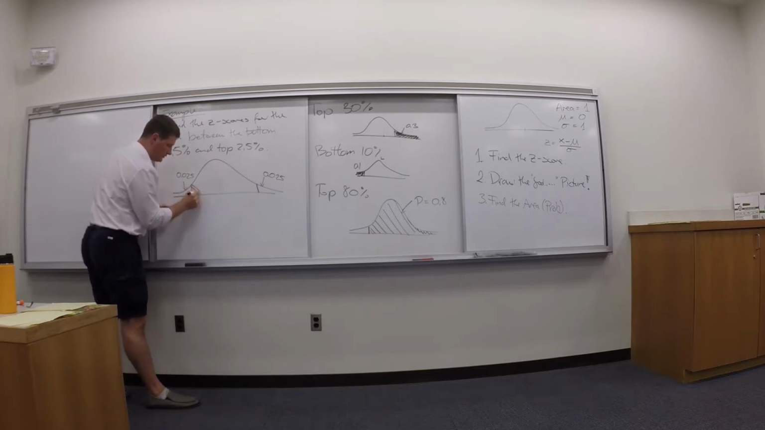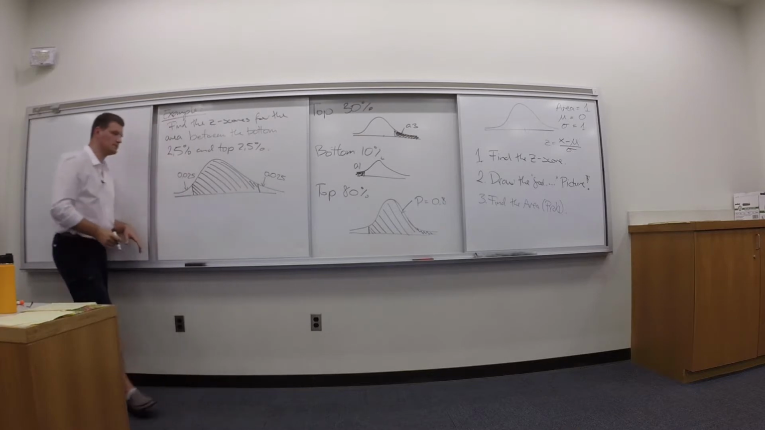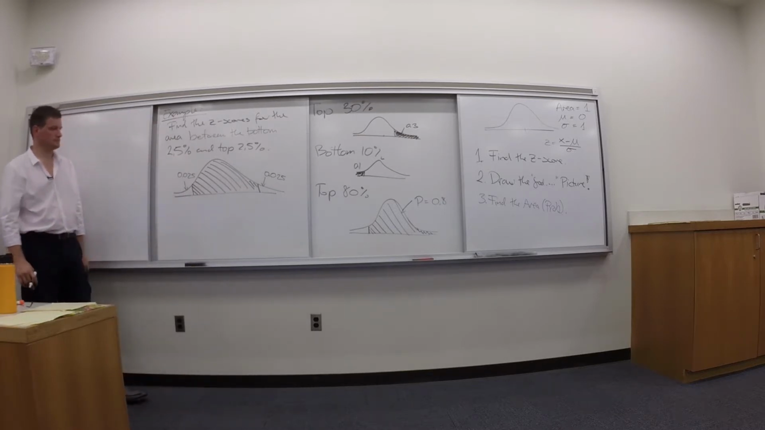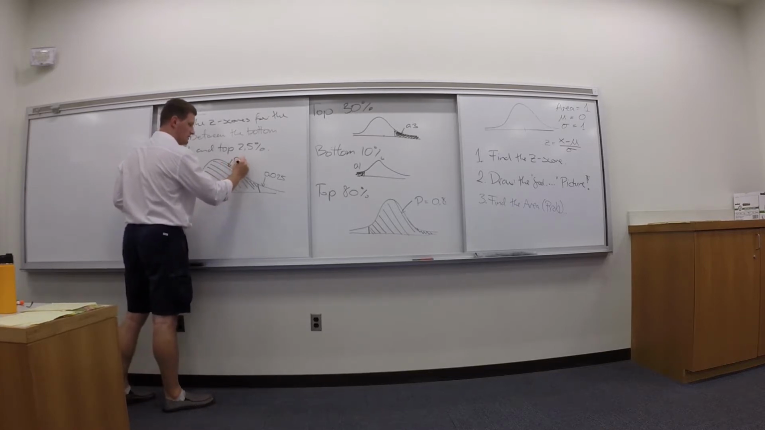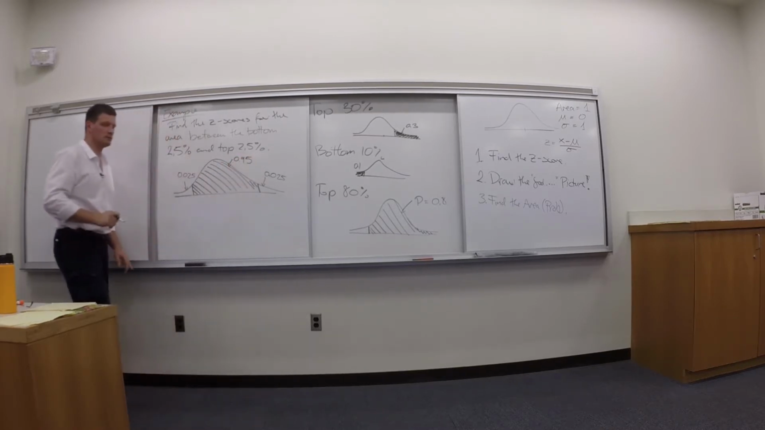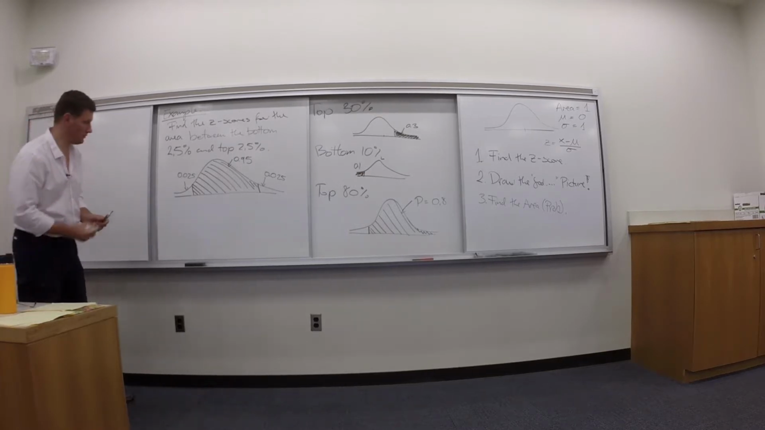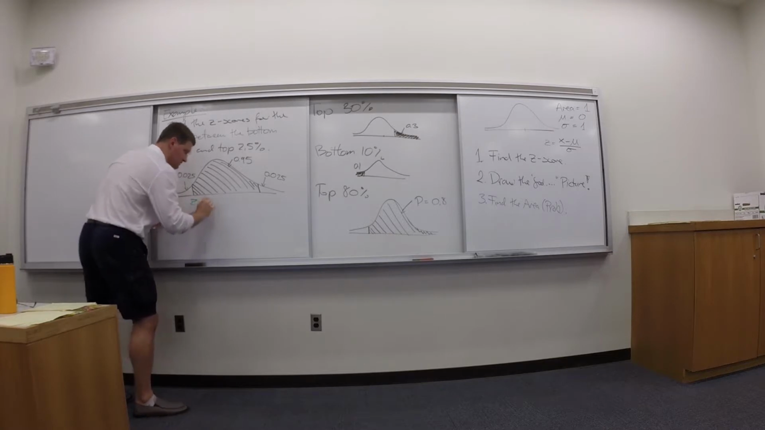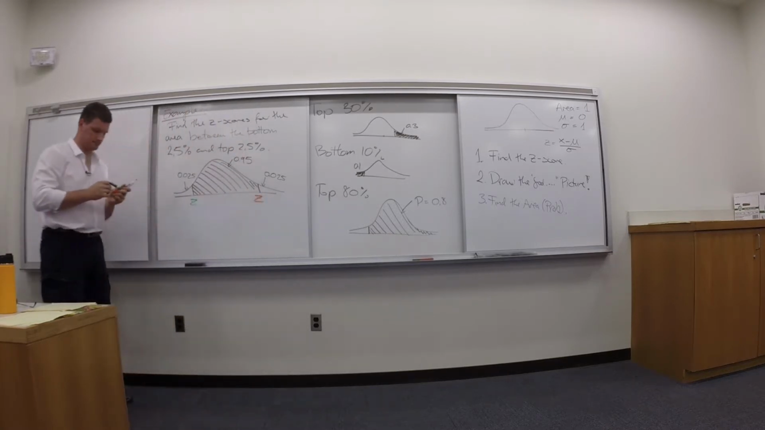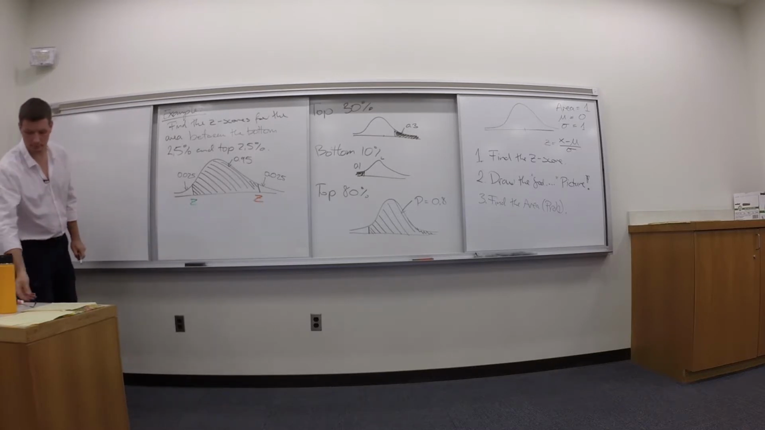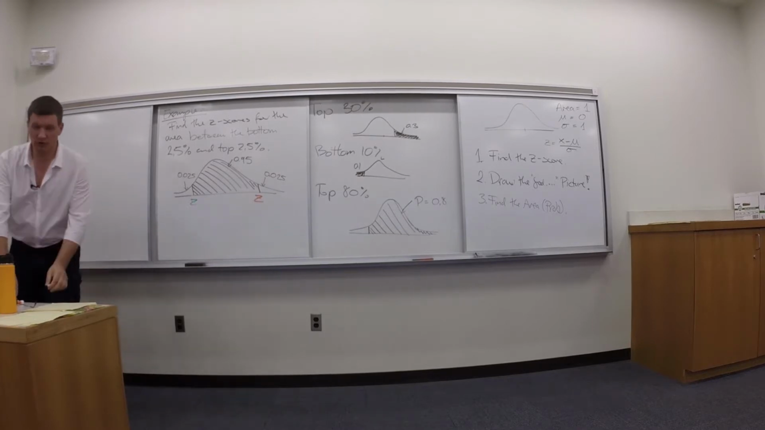And I'm looking for this. You're right, the middle part is 95%. I'm asking for z-scores. I'm going to mark them. I'm asking for this z-score and this z-score. What do those z-scores mean?